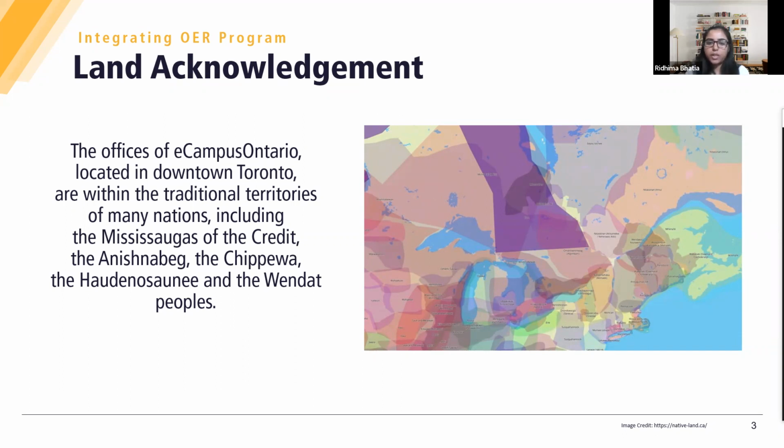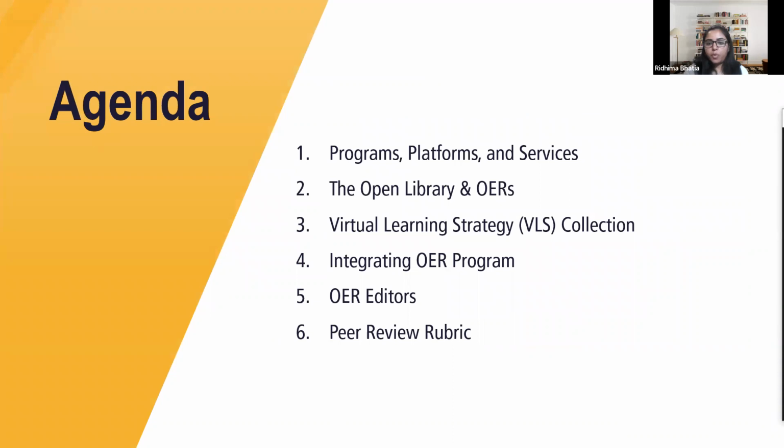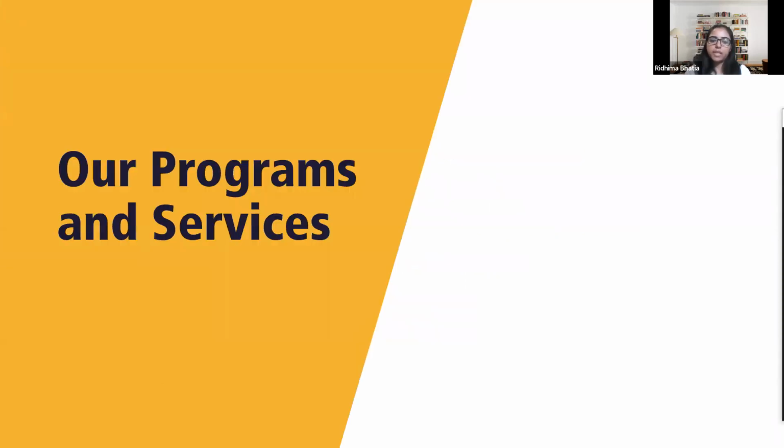Now let's look at the agenda for today. We will be starting with an overview of the eCampusOntario program, platform, and services. Then we will be talking about the Open Library OERs. Before we dive into the overall scope of the integrated OER program itself, we will be talking about the virtual learning strategy, or VLS, collection. Then we will dive into the OER editing process, including what the process will look like and how to submit the updated OER at the end. After that, we are also going to have a Q&A session at the end of the webinar in case you have any questions. So let's start with the eCampusOntario programs and services.